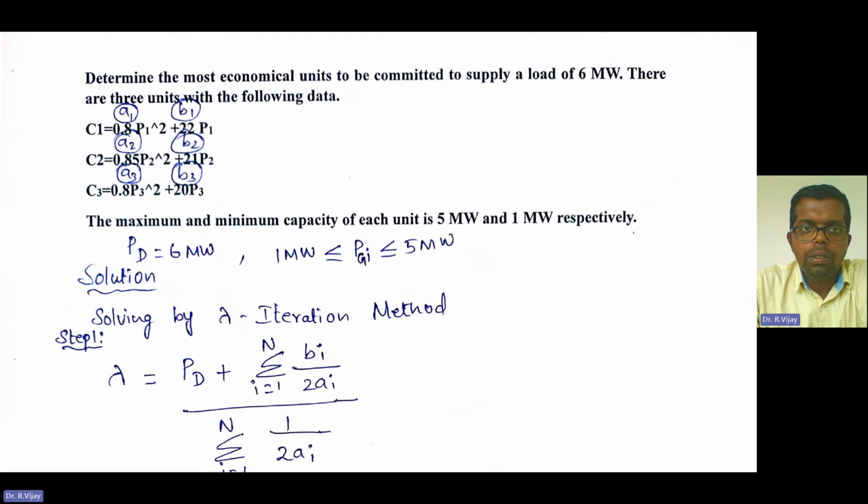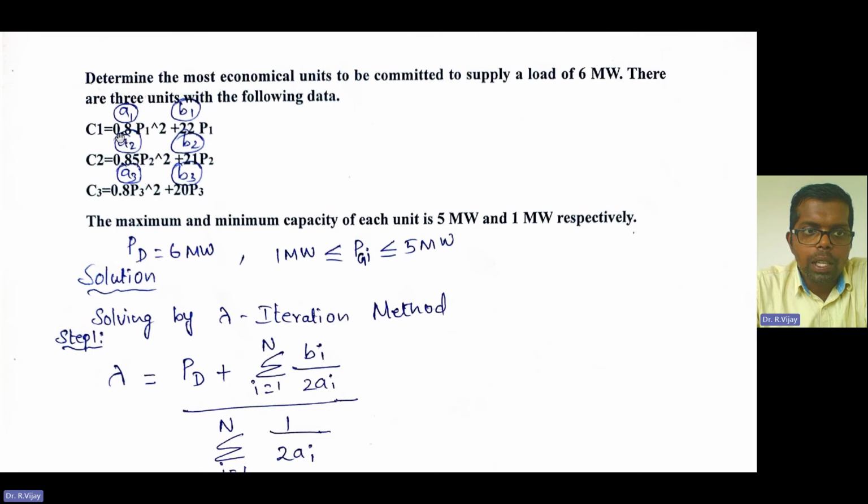Today, we are going to see a problem on economic load dispatch with a 3-unit system. So this is the problem. Determine the most economical units to be committed to supply a load of 6 megawatt. There are 3 generating units and the following data are given below.